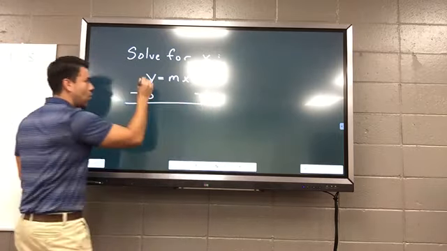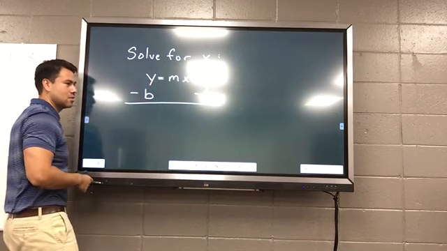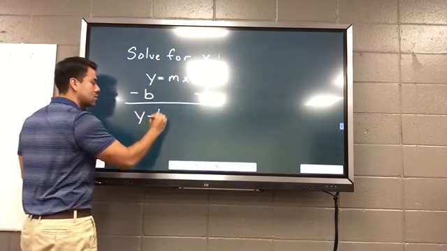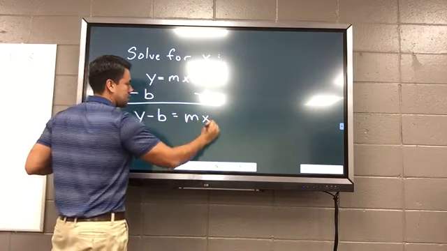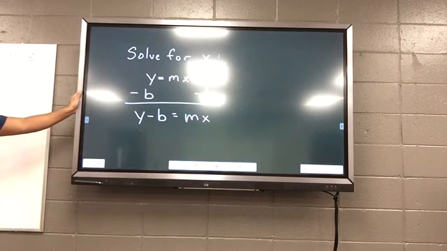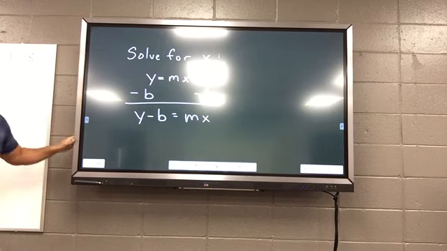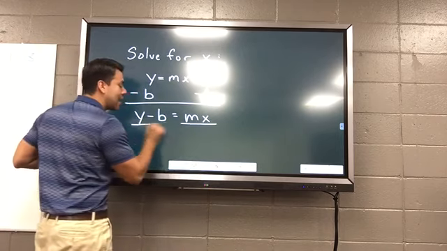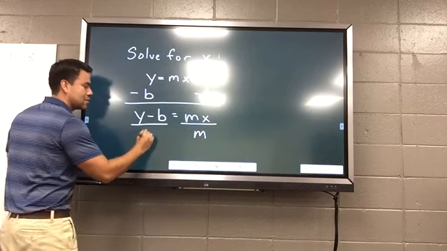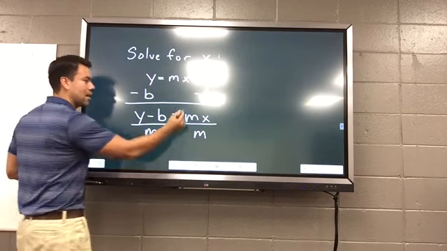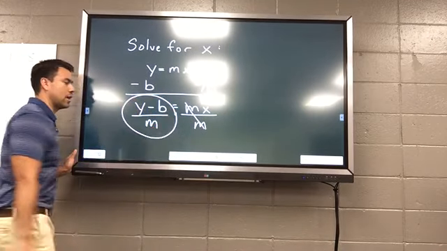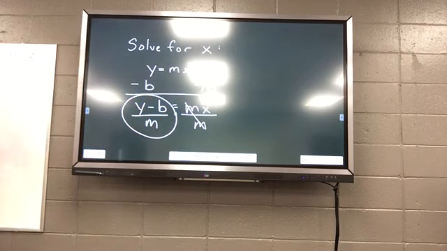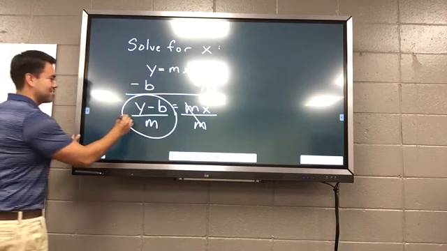Do you guys notice that y and b are not like terms? So you don't combine them, you just put y minus b. You can't do anything with them. Equals mx. Okay, so what's happening to x, Emma Grace? It's being multiplied. So what undoes the multiplication? Divide both sides by m. So what happens to those m's? They get canceled out. I'm left with y minus b over m equals x. That's good.